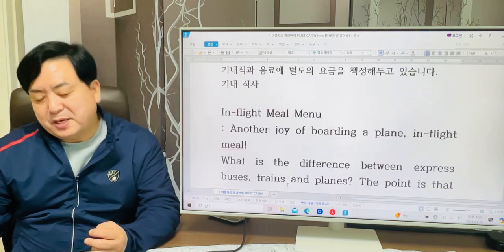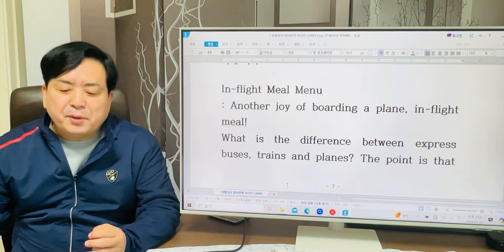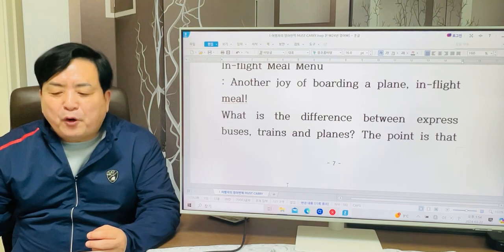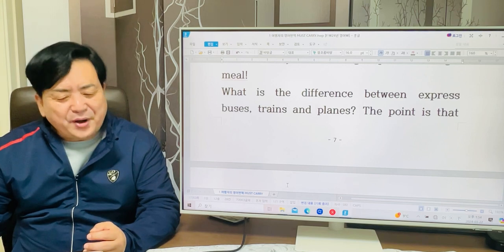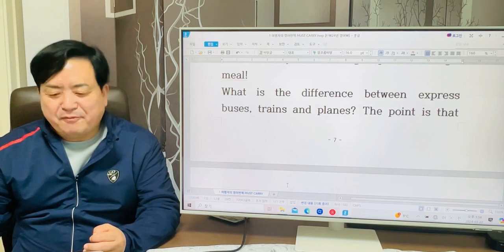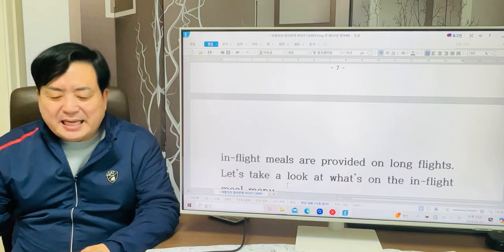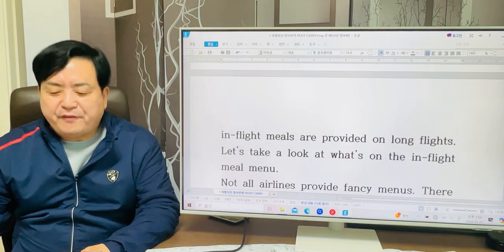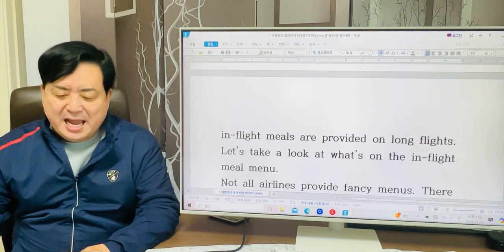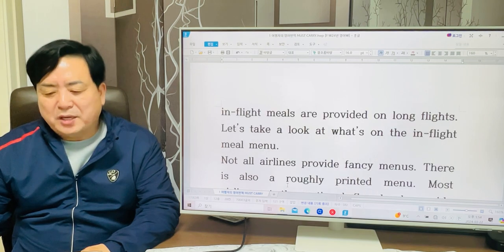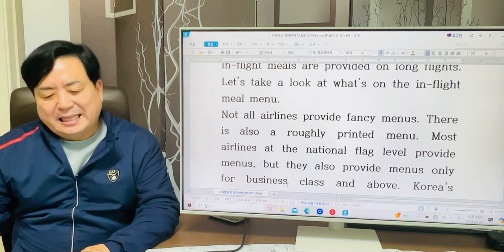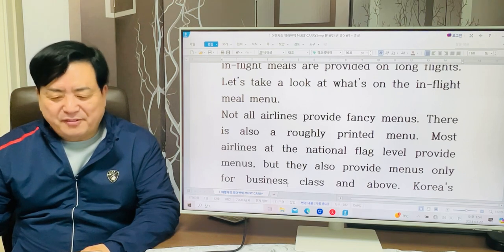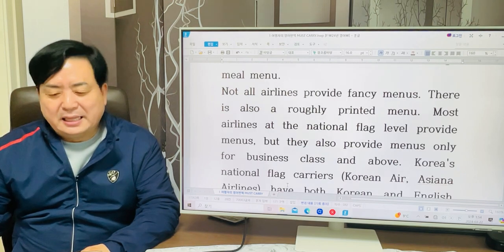In-flight meal menu, another joy of boarding flight: in-flight meal. What is the difference between express bus, train, and planes? The point is the in-flight meals are provided on long flight. Let's take a look at what's on the in-flight meal menu. Not all airlines provide fancy menus. There is also roughly printed menu.